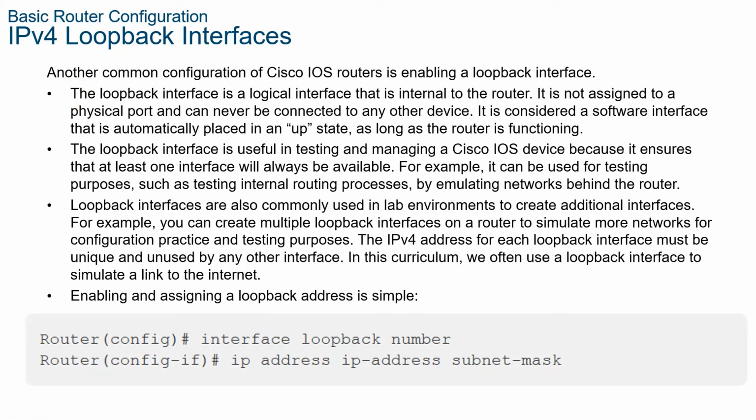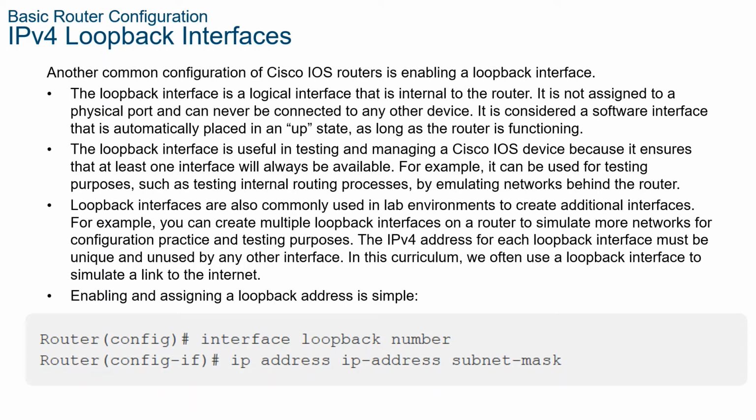this loopback interface. It makes sense on the forthcoming topics that we're going to discuss. Now, the loopback interface is a logical interface that is internal to the router. It is not assigned to a physical port and can never be connected to any other devices. It is considered a software interface that is automatically placed in an up state as long as the router is functioning. Now, the loopback interface is useful in testing and managing the Cisco IOS device because it ensures that at least one interface will always be available.